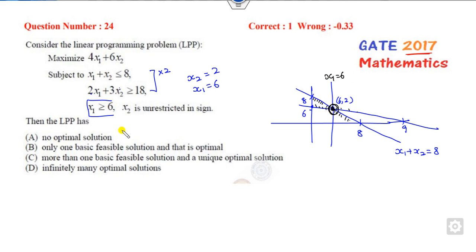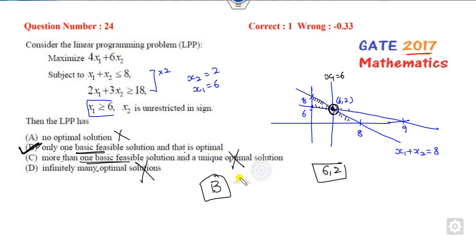So there is no optimal solution. That's wrong. So that's a 6, 2 is my optimal solution. Only one basic feasible solution, and that is optimal. That is the correct answer. More than one basic feasible solution, that's the wrong answer. Infinitely many solutions is the wrong answer. So the correct answer is only one optimal solution. This is 6, 2.